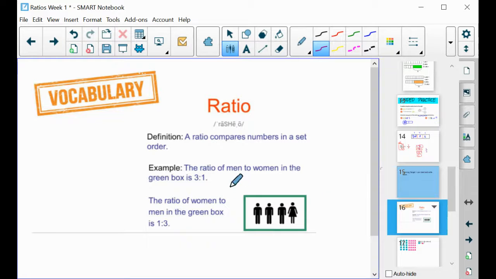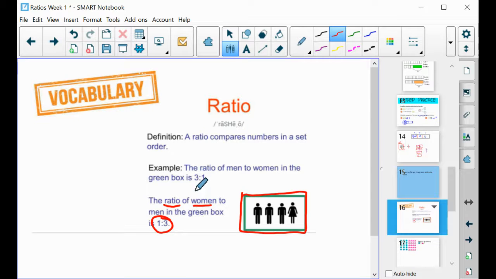Do you see in this image down here how there are three men and one woman, and we can tell that this woman is wearing a dress. You see this a lot of times on signs to go into a restroom. But the ratio, meaning our comparison of men to women, is 1 to 3. I said that backwards. Women to men.